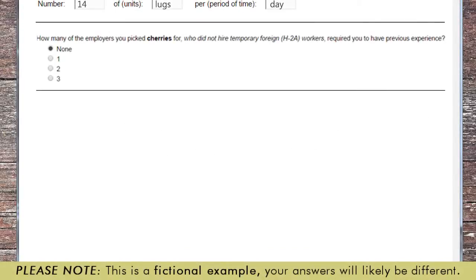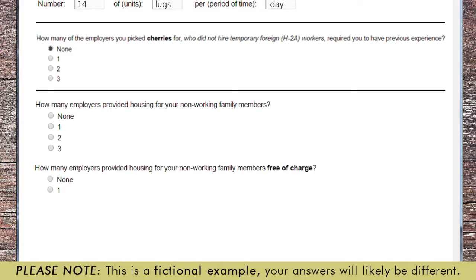Now we're on to the last questions of the survey. These questions ask about the availability of family housing. How many employers provided housing for your non-working family members? This question is not asking if just you were provided housing, but also if housing was available for your non-working spouse and/or children. One of the employers I worked for provided housing for my family, so I would respond with 1.